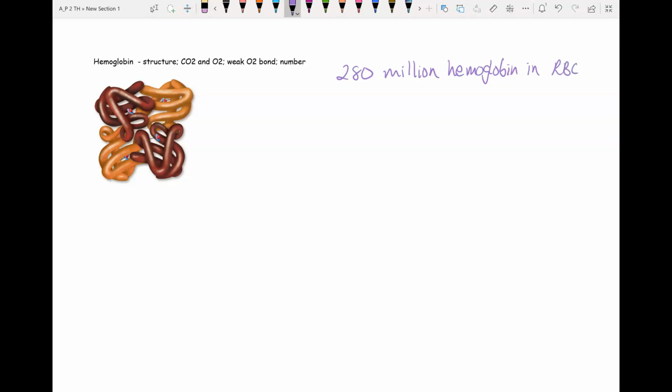A hemoglobin is made of different parts. All the parts here that are brown and tan are the globin part. The globin part is protein. And this is the part that binds carbon dioxide. Notice you have 4 globins. Each one can bind a carbon dioxide, so you can have a carbon dioxide on each one of these.